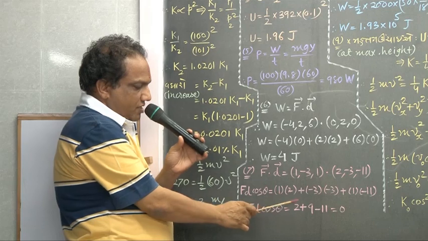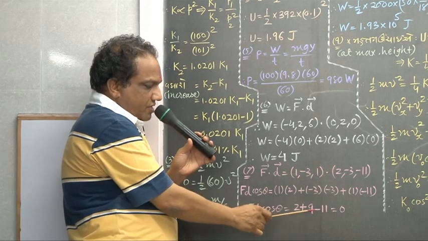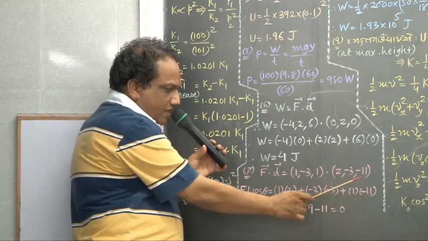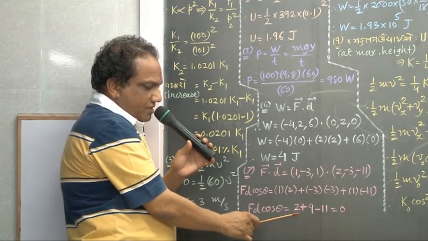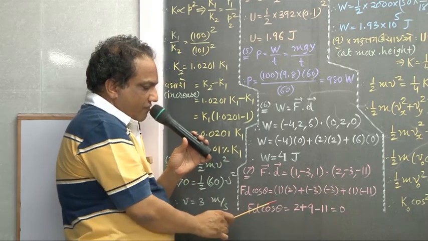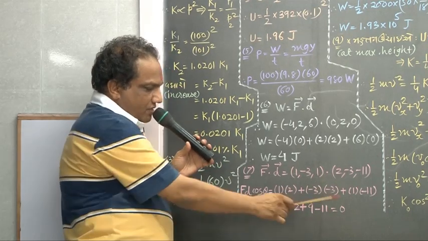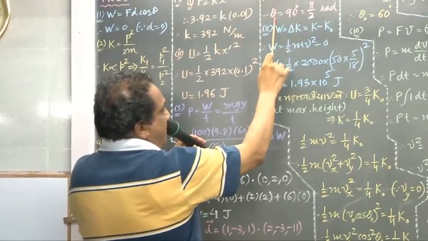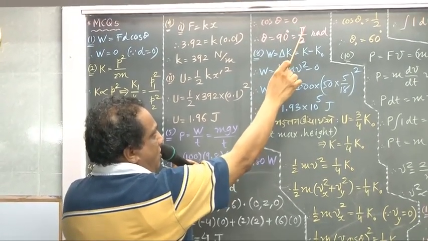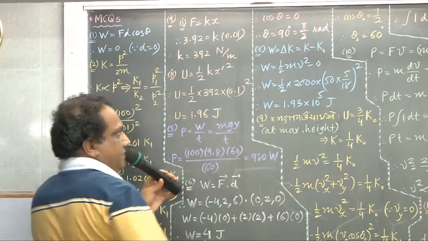Now f d cos theta as it is. This is 2 into 1, that is 2. Minus 3 into minus 3, that is plus 9. And minus 11 into 1, that is minus 11. This is 9 plus 2, that is 11 minus 11, that is 0. To find out cos theta, take this f d in the denominator. 0 upon anything will be 0. When cos theta is 0, theta will be 90 degree or pi by 2 radian. Next.